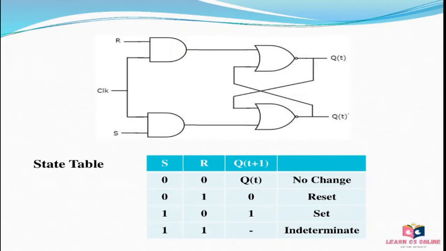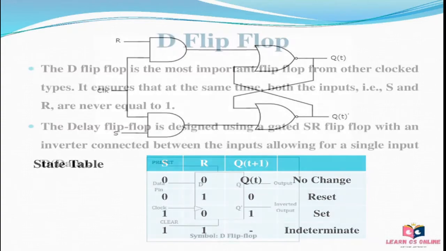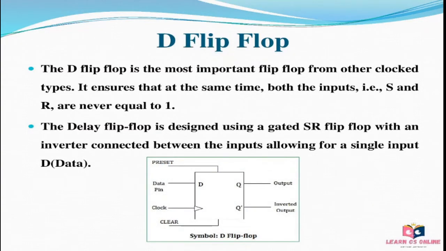The next type of flip-flop is D flip-flop. The D flip-flop is the most important flip-flop from other clocked types. The delay flip-flop is designed using a SR flip-flop with an inverter connected between the inputs, allowing for a single input D, that is data. It ensures that at the same time both the inputs, that is S and R, are never equal to 1.